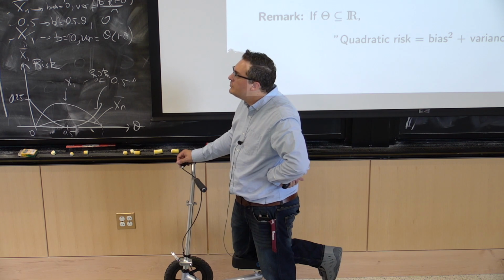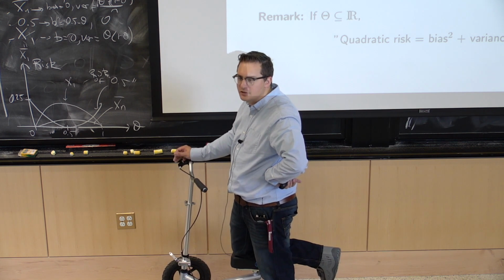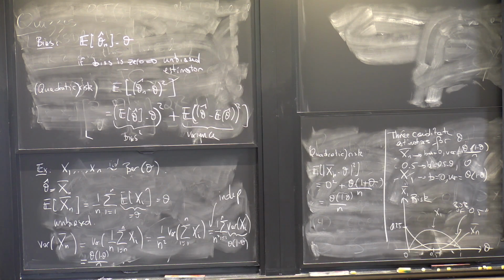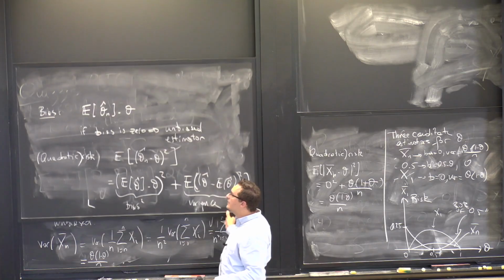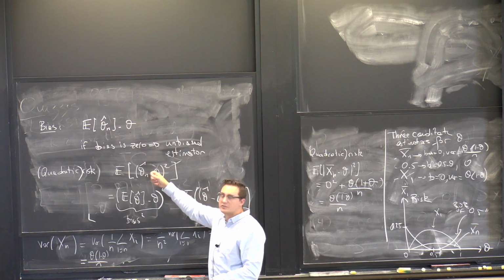So when you have an unbiased estimator, it's simple. It's just telling you the variance, right? Because in the definition of the risk, the theta that you have here, if you're unbiased, is really the expectation of theta hat. So that's really just the variance.